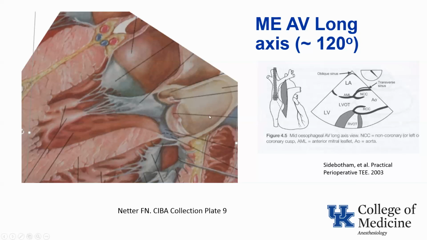And finally, this shows the long axis view of the aortic valve. The valve in the front is always the right coronary cusp. The valve in the back is usually the non-coronary, but it could be the left coronary cusp.